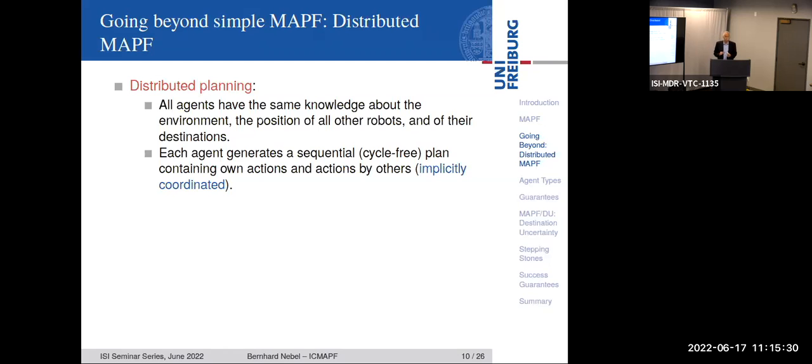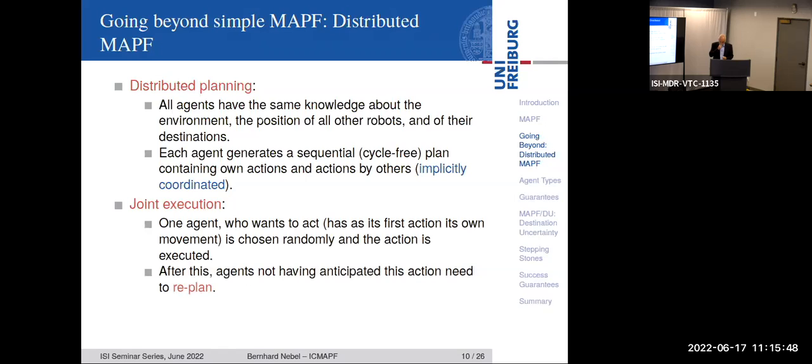So what this means is that each agent generates a sequential plan, and it should be cycle-free, because cycles don't lead anywhere. And these plans should contain their own actions and also actions from the other agents, which is then an implicitly coordinated plan. And we will see some examples very soon.